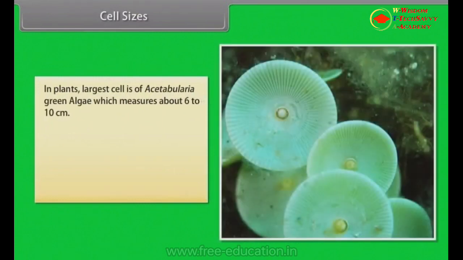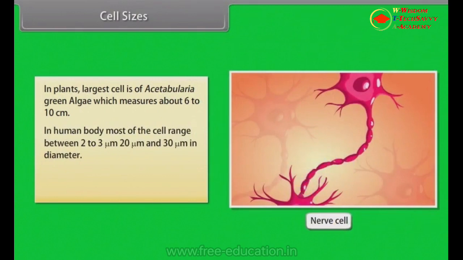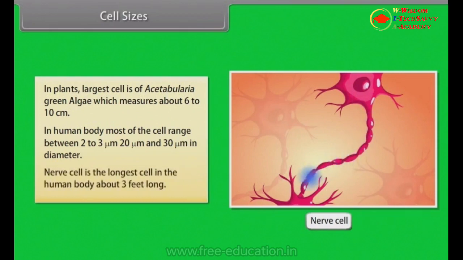In plants, the largest cell is of Acetabularia, green algae, which measures about 6 to 10 centimeter. In the human body, most of the cells range between 2 to 3 micrometer, 20 micrometer and 30 micrometer in diameter. Nerve cells are the longest cells in the human body, about 3 feet long.